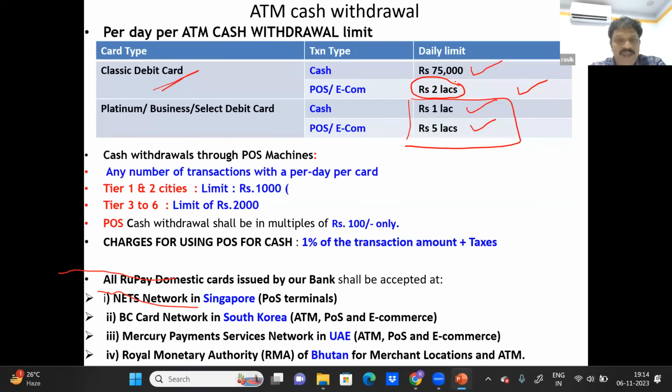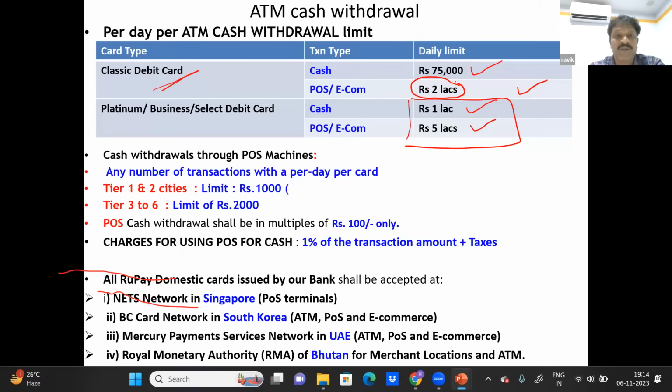Now comes to cash withdrawal at point of sale machines. If any customer wants cash immediately, he can go to some merchant establishments where they are having point of sale machines. They can take cash also. Generally, we will go to ATM and we will draw cash. But there is a provision available for our customers. They can go to point of sale and they can take cash also. They will take some charge and they will pay cash also.